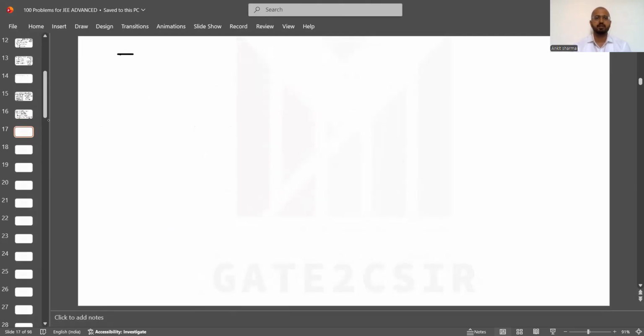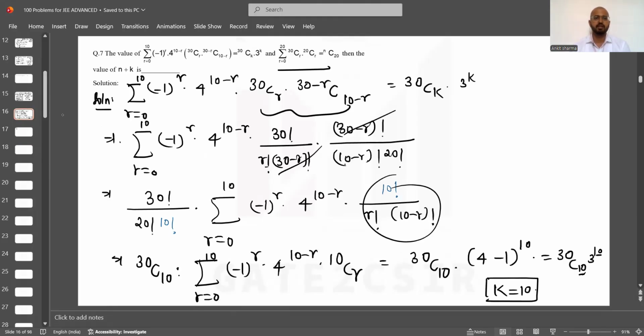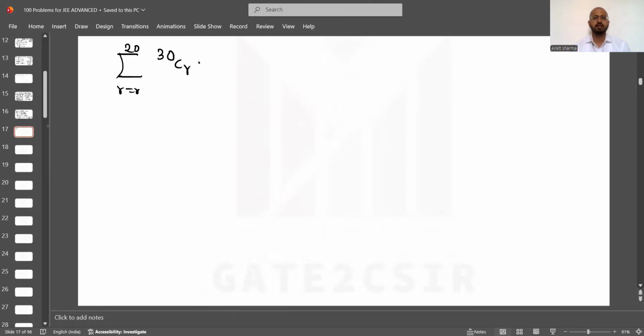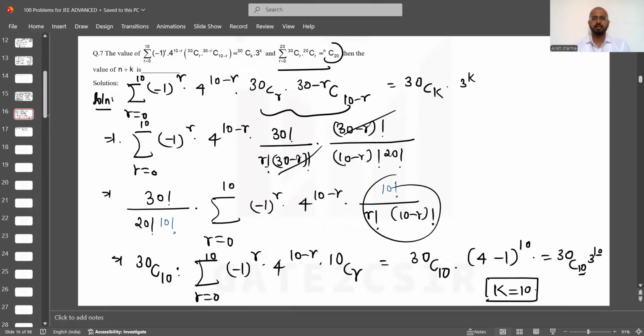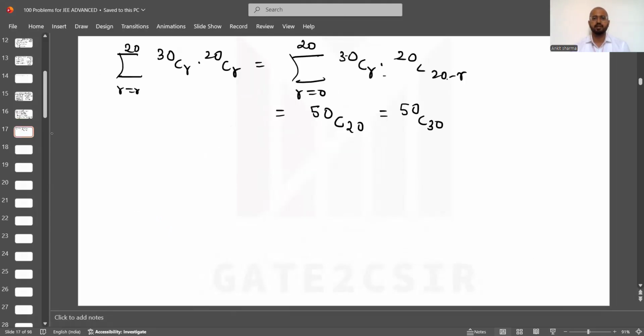Now I'll go for the second one. So the second one is what? Simply sigma r equal to 0 to 20, 30 Cr into 20 Cr. This could be written as sigma r equal to 0 to 20, 30 Cr into 20 C, let me write 20 minus r, better. Now here I can apply the Vandermonde identity. So this will be 30 plus 20, which is 50 C 20, or it could be written as 50 C 30. Both are allowed. So here what is required? We want nC20, that means n will be simply 50. So n is equal to 50 in either case.